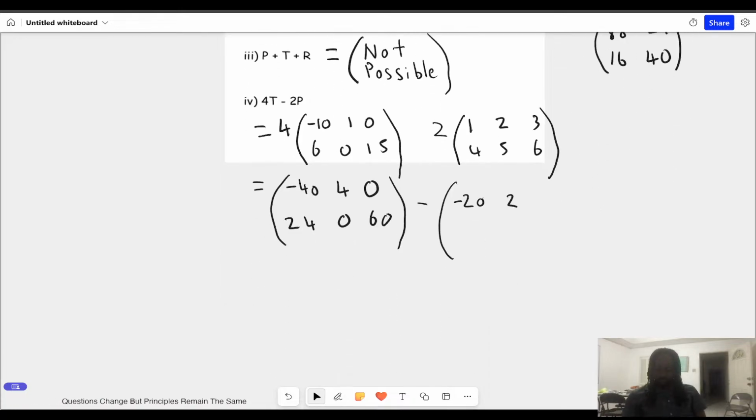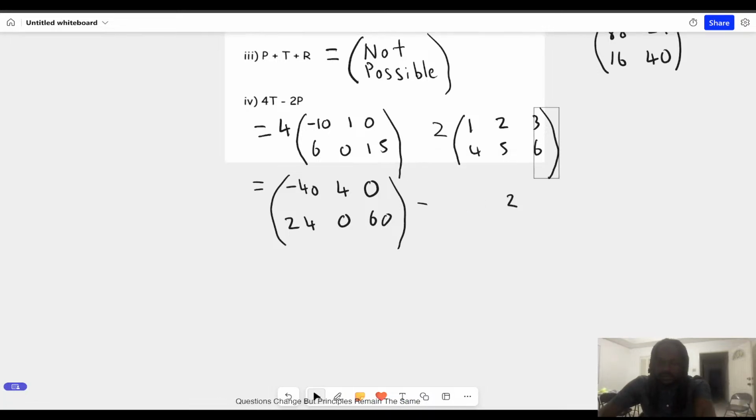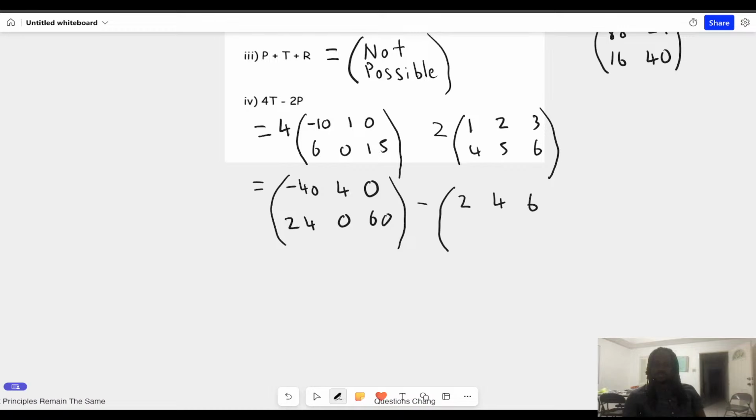Alright, so I can press this button. I can delete this. Alright, so let's go again. So 2 times 1, that gives me 2, 2 times 2, 2 times 3, 2 times 4, 2 times 5, 2 times 6. Alright, bam.